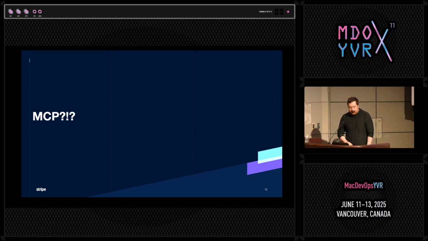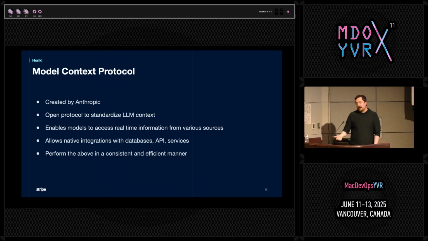What is MCP? MCP is the Model Context Protocol. It was originally developed by Anthropic and released in November of last year. It's an open protocol that you can use with LLMs to standardize contexts. It enables models to access real-time information across various sources. You can actively integrate with databases and APIs using MCPs. And it allows you to basically do all of the things I previously mentioned in a consistent and efficient fashion. LLMs like to randomly decide to do new things different ways. This gives it a train track to stay on and be a little bit more consistent.